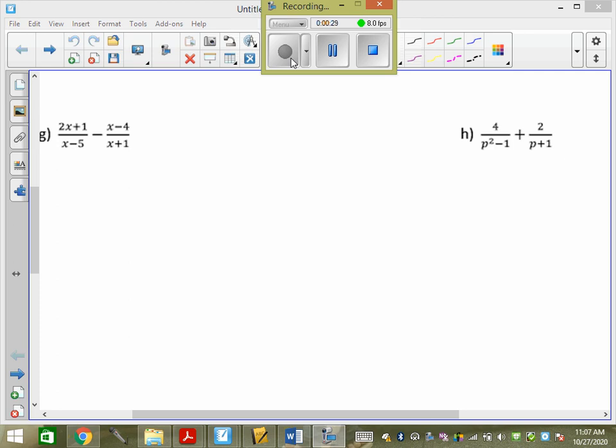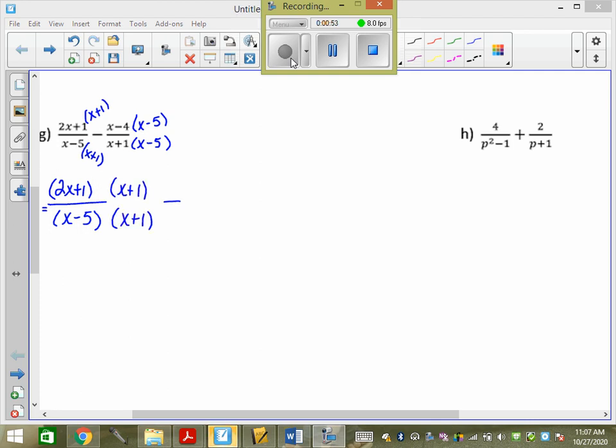So we only put the denominators together when it's a monomial. So this one yesterday, you would have multiplied this one by x plus 1, and this one by x plus 1, and this one by x minus 5, and this one by x minus 5. So we're going to get 2x plus 1, x minus 5 equals. I'm just going to rewrite it so we can actually visualize it. On the outside, x plus 1, minus x minus 4 over x plus 1, x minus 5, x minus 5.